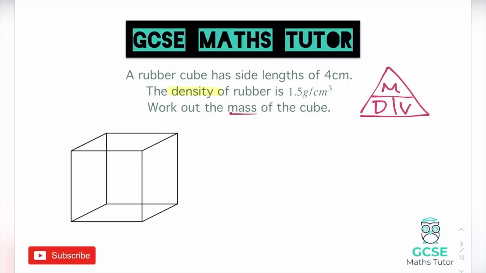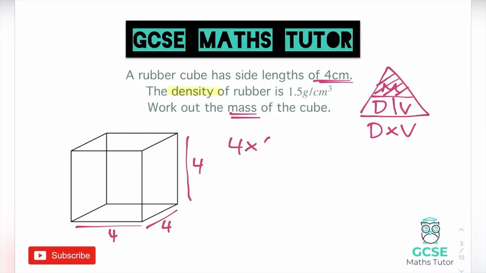Now this question says it wants us to work out the mass. So straight away, if I cover up the mass, that means I'm going to do density and multiply it by my volume. So this question gives us a cube, and it says the rubber cube has side lengths of 4 centimetres. So in regards to this image here, we've got 4 centimetres across there, 4 centimetres here, and a 4 centimetre height. So to work out the volume of a cube, you would just multiply all those numbers together, or in other words, 4 times 4 times 4. Obviously take that in stages. 4 times 4 is 16, times that by 4 again, and that is going to be 64. So 64, and the units are centimetres, so it's 64 centimetres cubed.